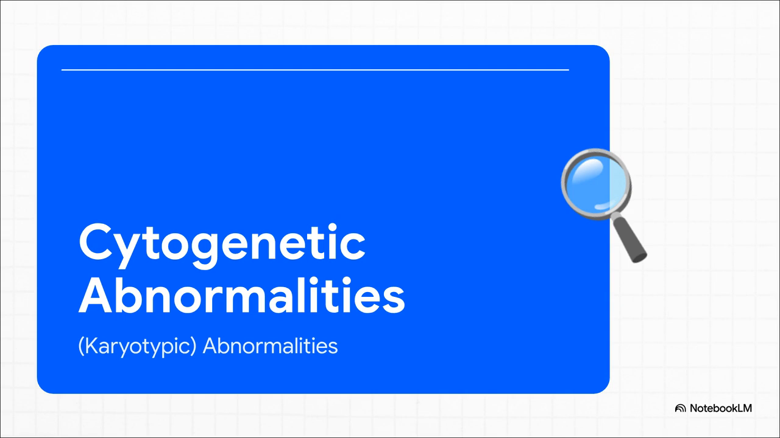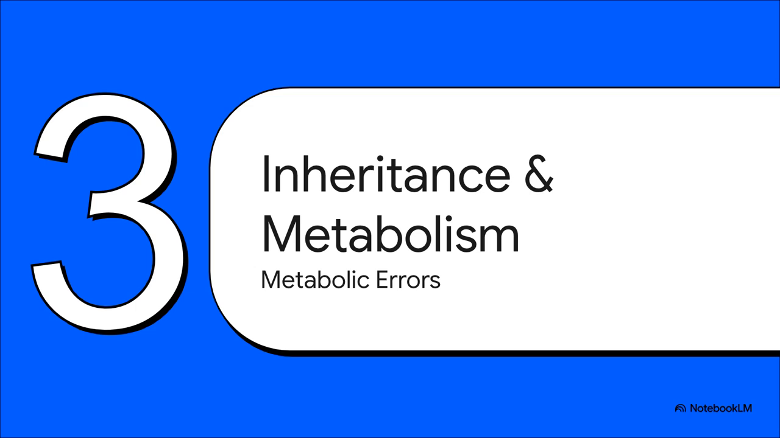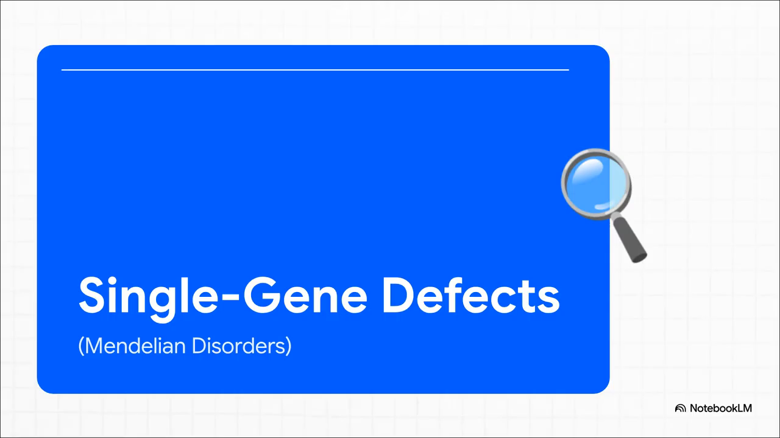You don't have to guess what cytogenetic implies, because it's linked directly to that visual chromosome map. Which brings us to Section 3, Inheritance and Metabolic Errors. And honestly, this perfectly illustrates that same parenthetical learning hack we literally just talked about.